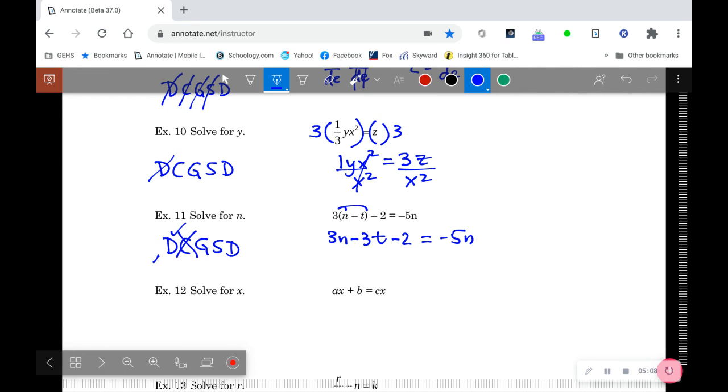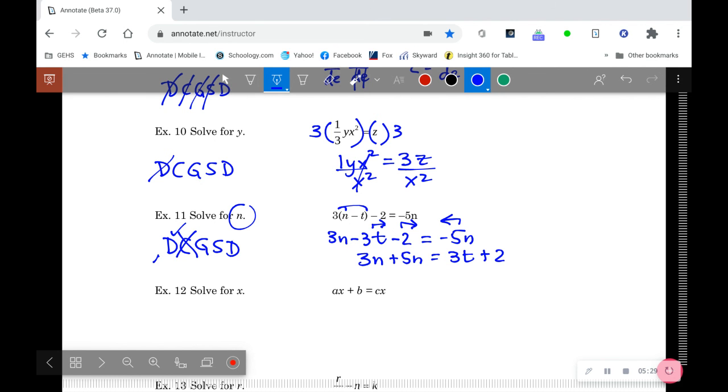There are no fractions to clear, but we do need to gather all the n's on one side. So we'll do that. And I'm going to do that by taking these over to the right. And this one that's got n in it, it's coming back. That term is joining the 3n. So 3n plus 5n equals 3t plus 2.